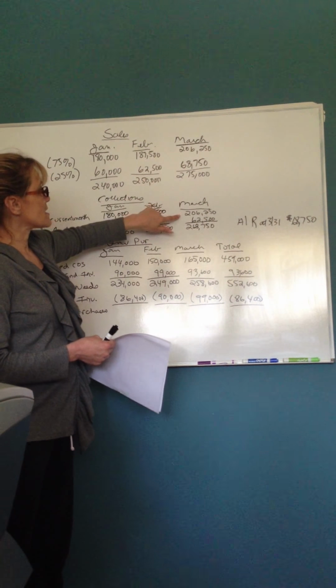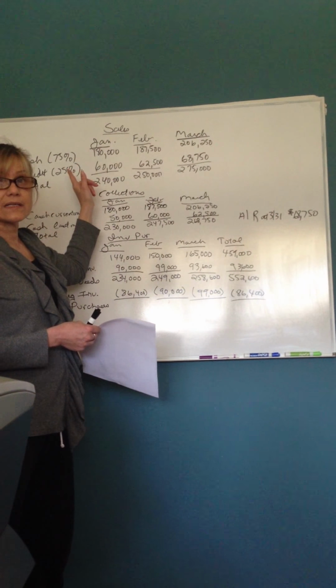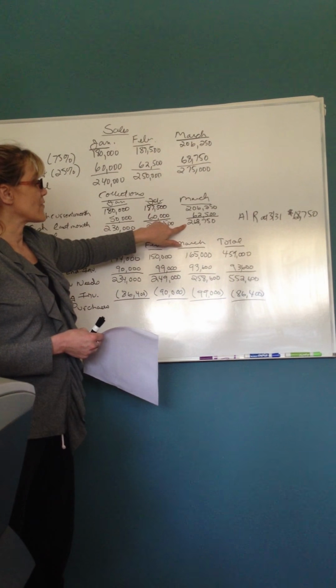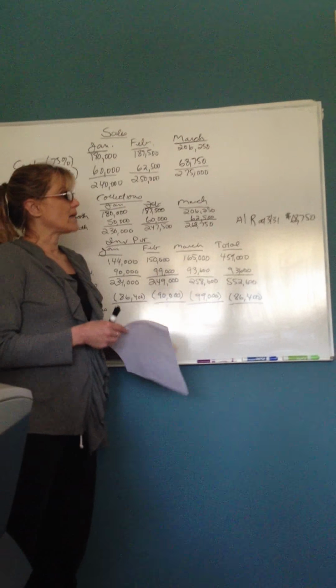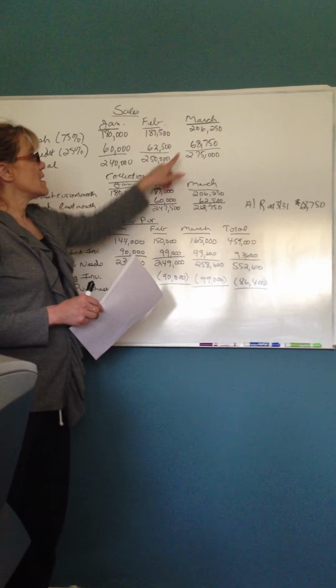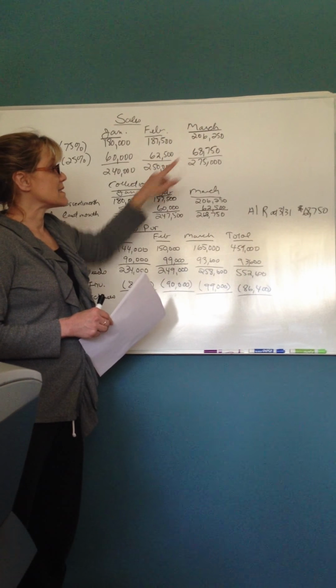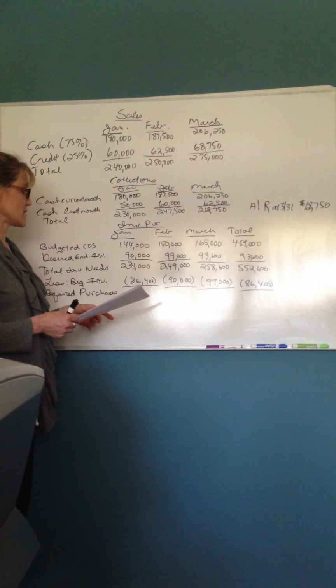For March, our cash sales are 206. The cash we're collecting from the credit sales from February is 62.5. Add the two together, it's 268,750. Our accounts receivable balance at March 31st is the credit sales for March. That's 68,750.